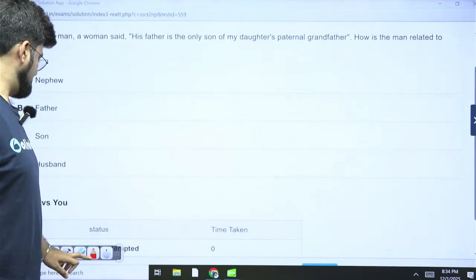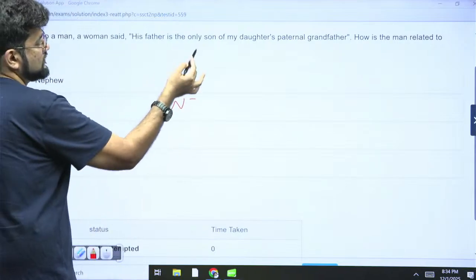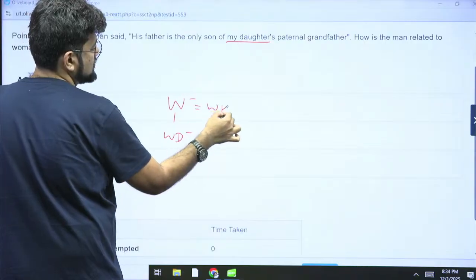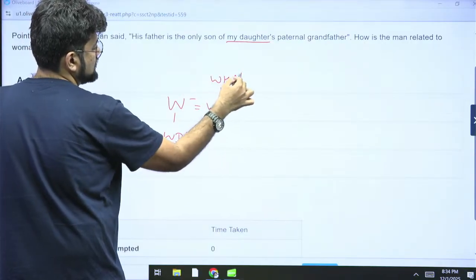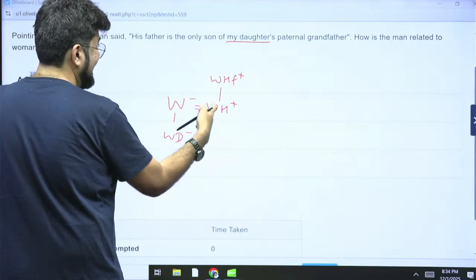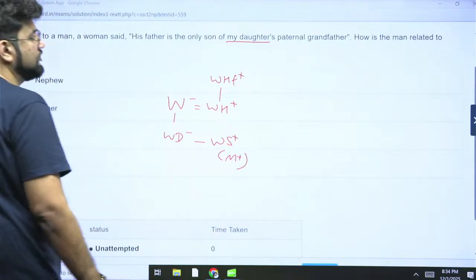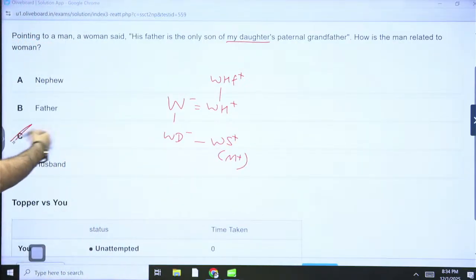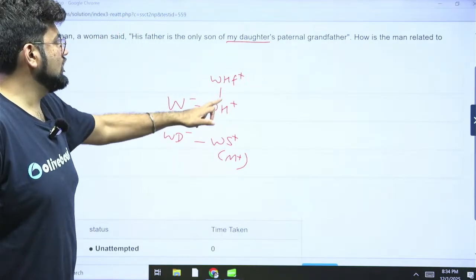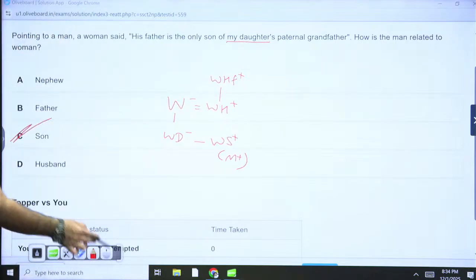Pointing to a man, a woman said, okay, so the woman is saying, we'll start with the woman. His father is the only son of my daughter's paternal grandfather. So the woman's daughter's paternal grandfather is the woman's husband's father. His father is the only son, that means it's talking about the woman's son only. This is the man. How is the man related to the woman? He's a son. Option C. Read it again. His father is the only son of my daughter's paternal grandfather. Got it? So option C is the right answer.